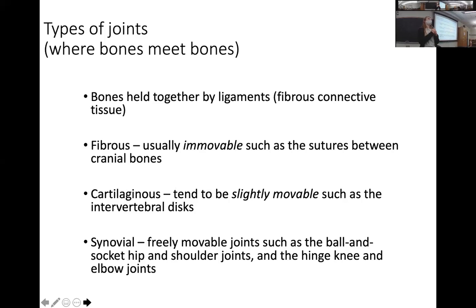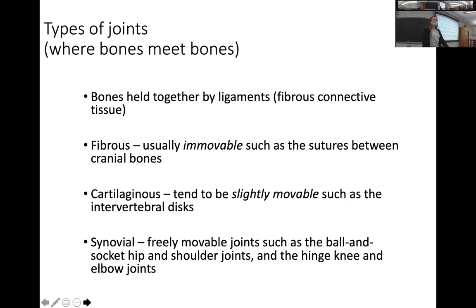Then you have your cartilaginous, which tend to be slightly movable, and these are in your intervertebral discs. Okay, so I can move forward and backward, side to side. I can twist most of the time unless I'm a little sore, but there are some movements that I can't do, right, in my back. It's also to help protect the back and the vertebrae and the spinal cord.